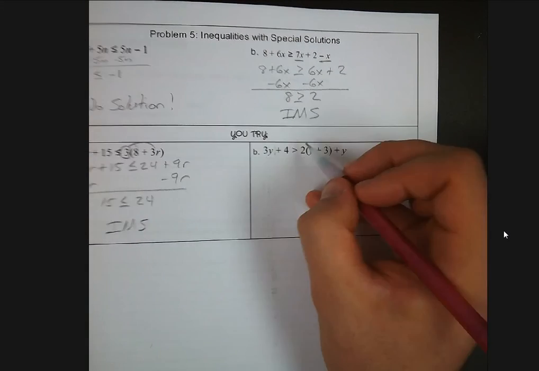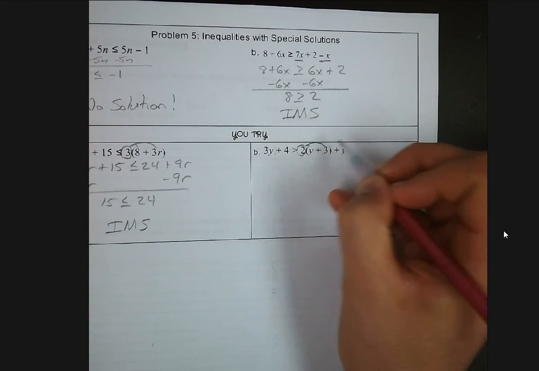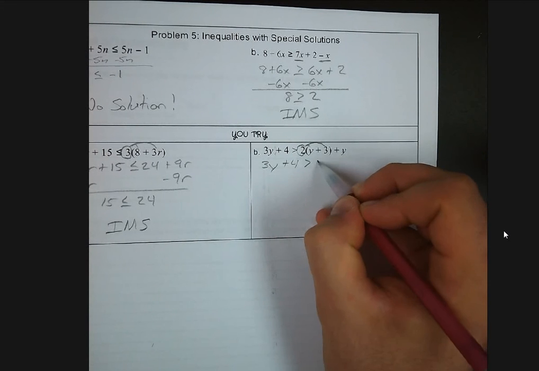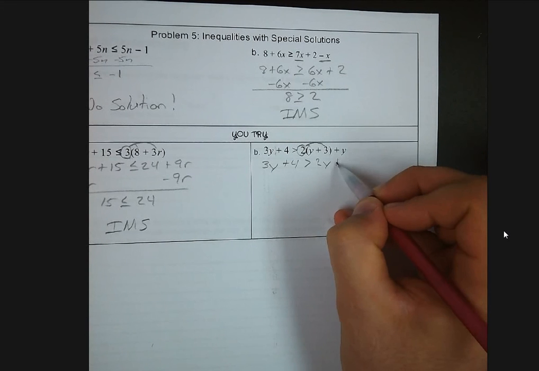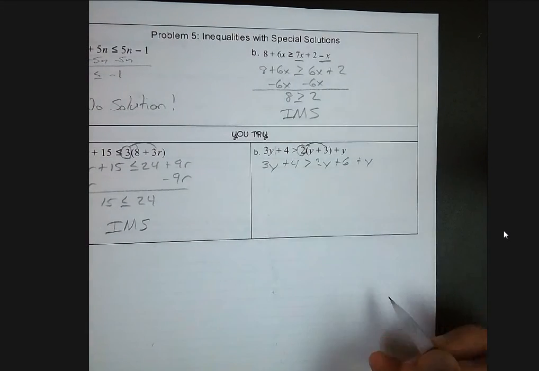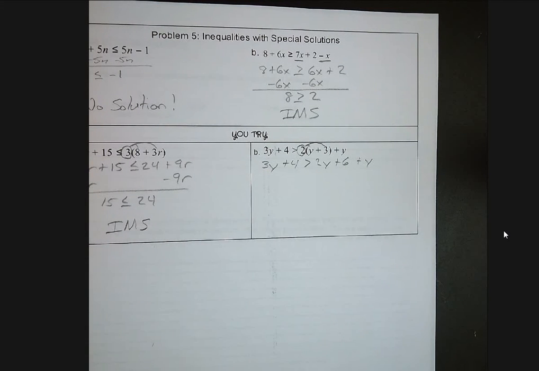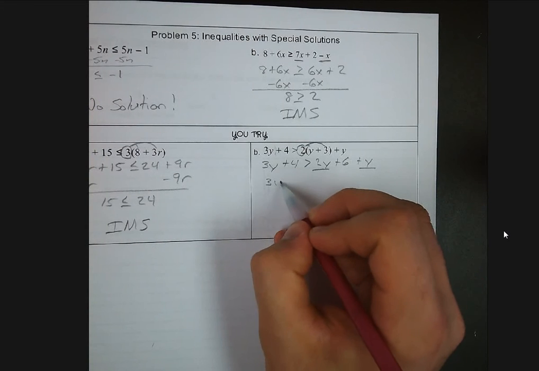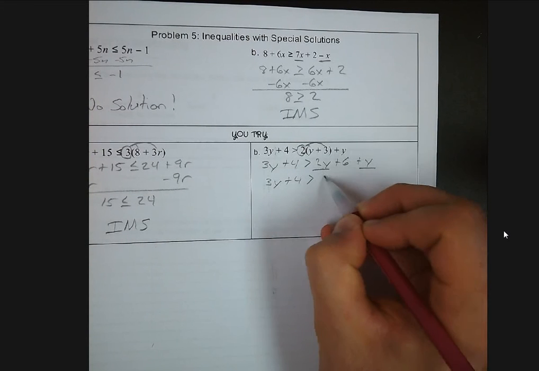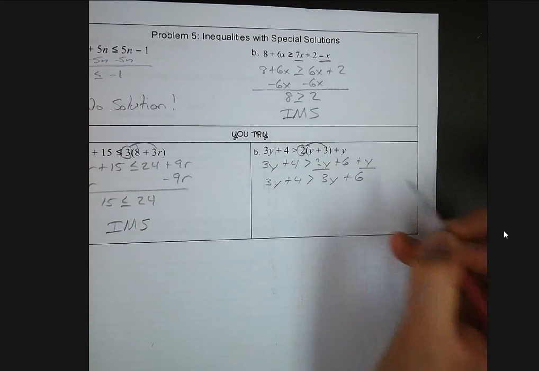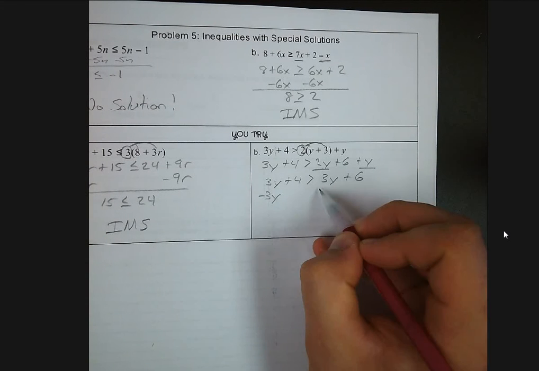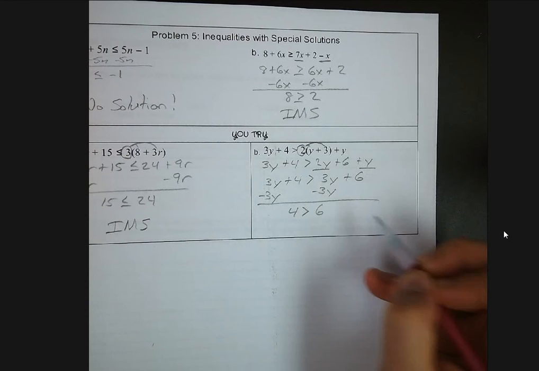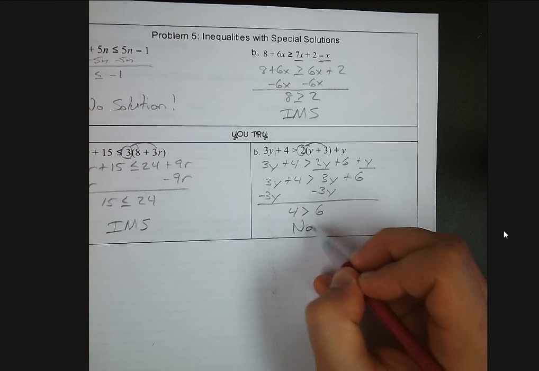All right, letter B. We start off by distributing 2 to y and 2 to 3. So we have 3y plus 4 is greater than or equal to 2y plus 6 plus y. Just greater than. Oh, just greater than. All right. Combine like terms, 2y plus y is going to be 3y. So we got 3y plus 4 is greater than 3y plus 6. Subtract 3y from both sides. And 4 is greater than 6. Is that true? No. So then it is no solution.